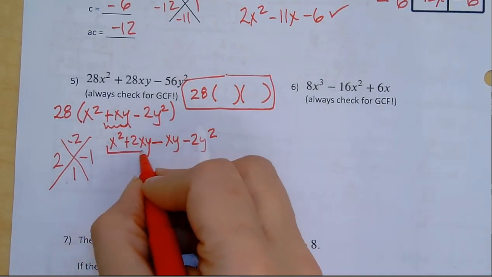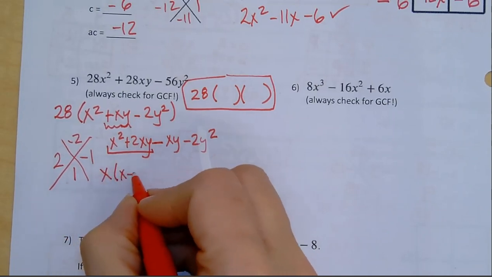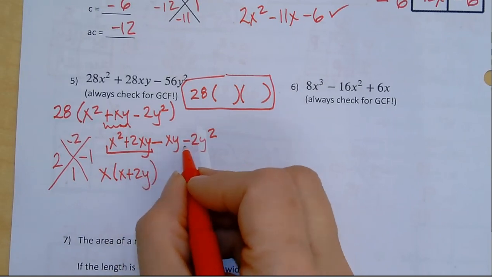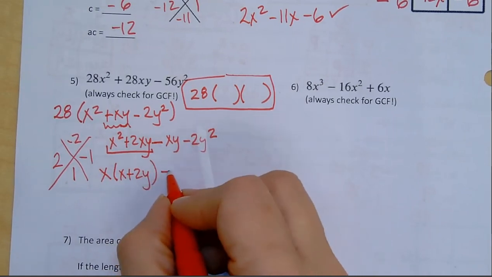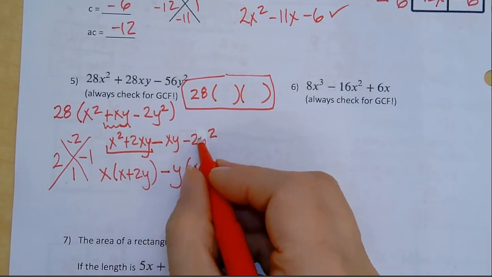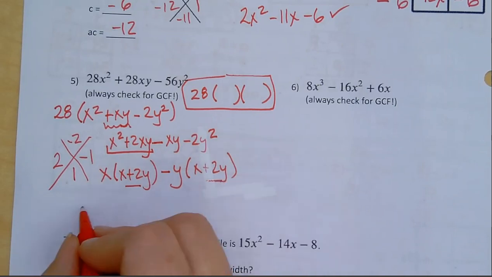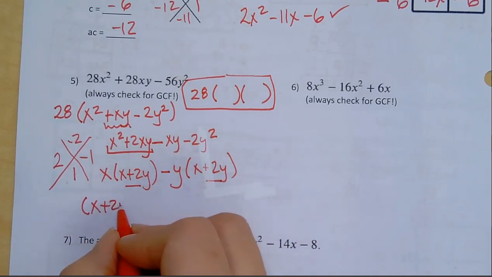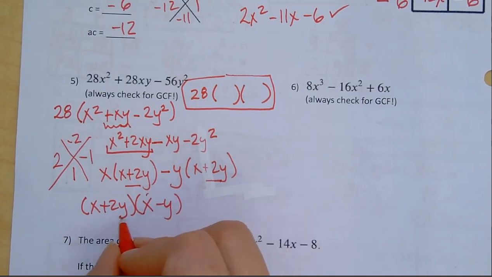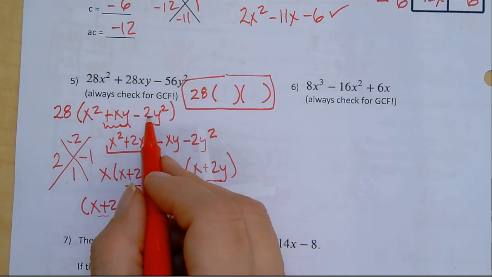Then I look at my first two terms and I pull out an x. So I have x times x plus 2y. And then I'm going to pull out a negative y from these, and I'm left with x plus 2y. There's my matching binomial, so I'm going to have x plus 2y here, and I'm left with x minus y. Okay, that was just me factoring the trinomial that I was left with.